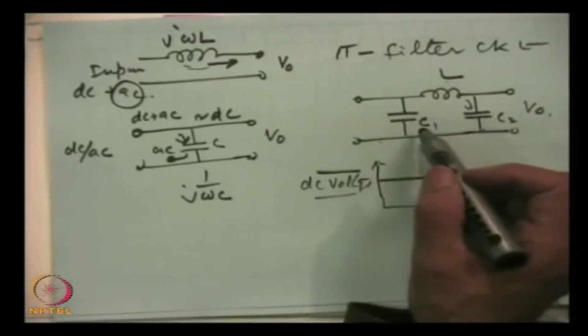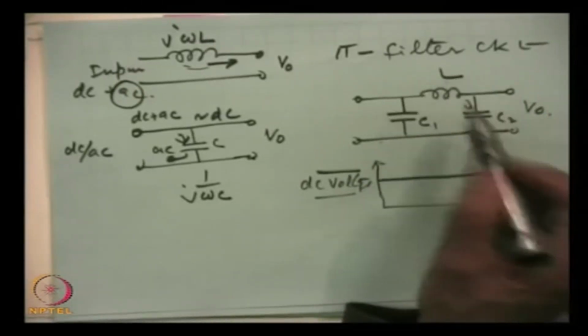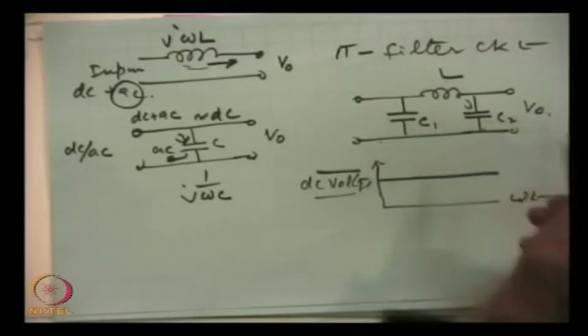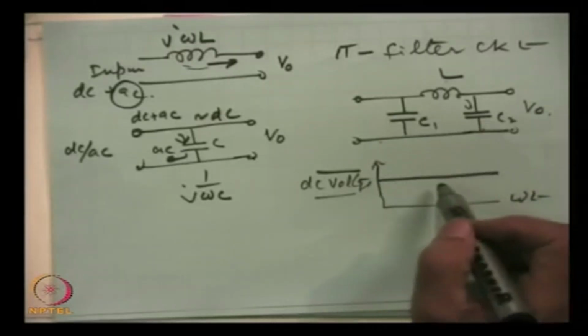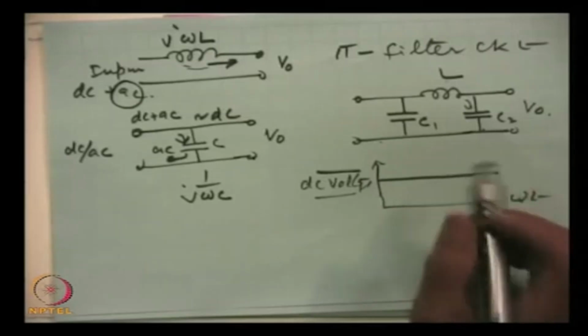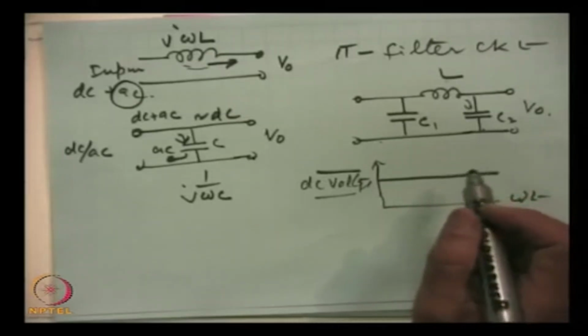The most widely used filter circuit is the pi filter to get a smooth DC, which is required in most applications in electronic circuits.